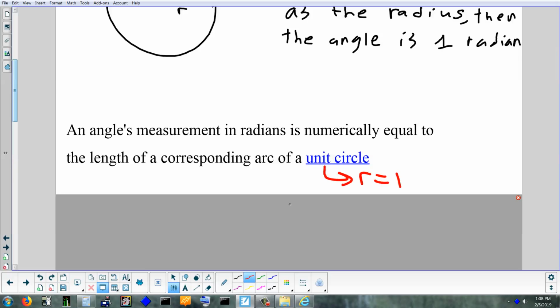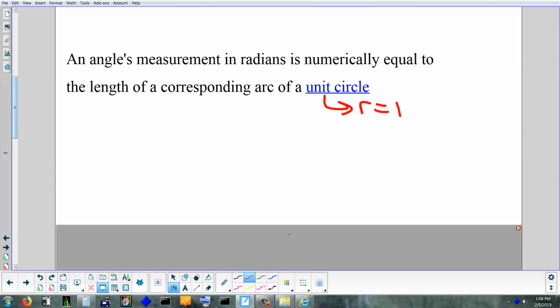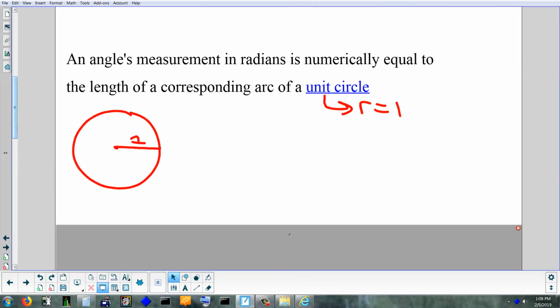All right. So if we draw a circle that's exactly a radius of 1, and if you're thinking 1 what? It doesn't matter. 1 foot, 1 inch, 1 mile, just 1. Whatever you want to call it. So if we draw a circle with a radius of 1, let's do that. Here's a circle. And here's a radius of 1 unit. Now, let's draw an angle inside that circle. Let's go like this.